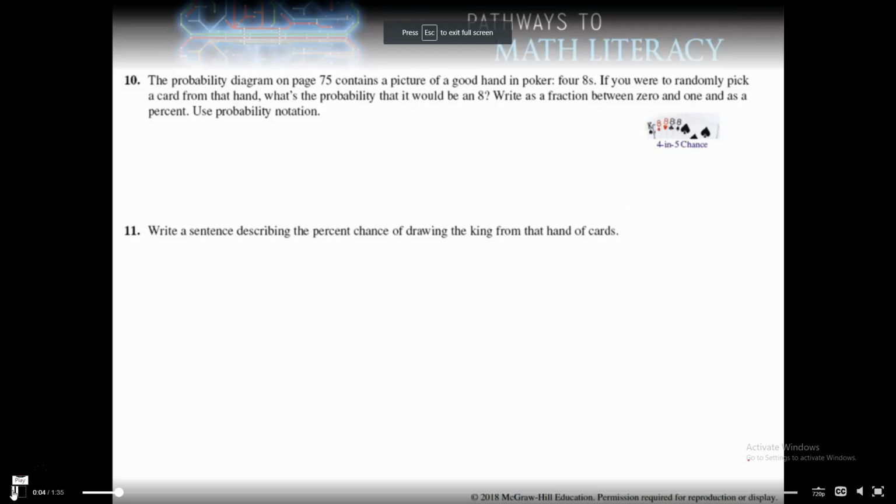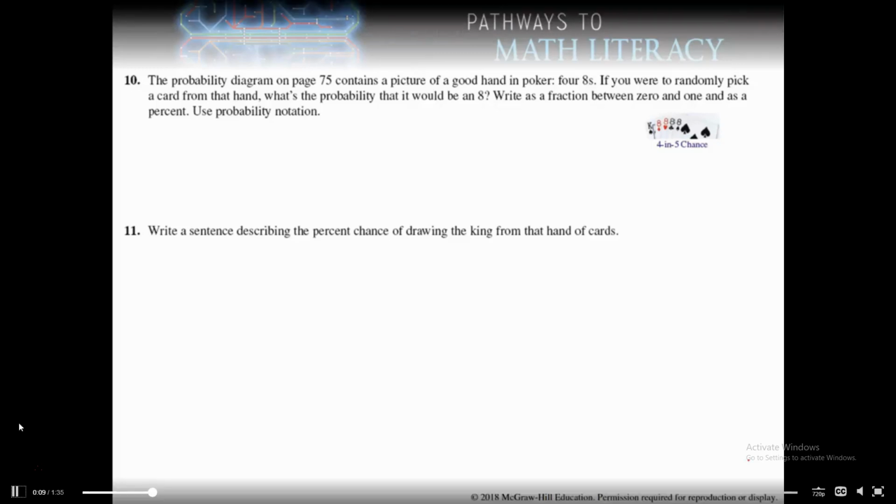In number 10, they want you to look back at the probability diagram on page 75 for the poker hand that they had drawn there, and I've inserted a picture of it right here. It contains a picture of a good hand in poker, 4 8s. If you were to randomly pick a card from that hand, what's the probability that it would be an 8? First, we're going to write it as a fraction. So out of 5 cards, 4 of them are 8s. So we would have a 4 out of 5, or 4/5 probability.